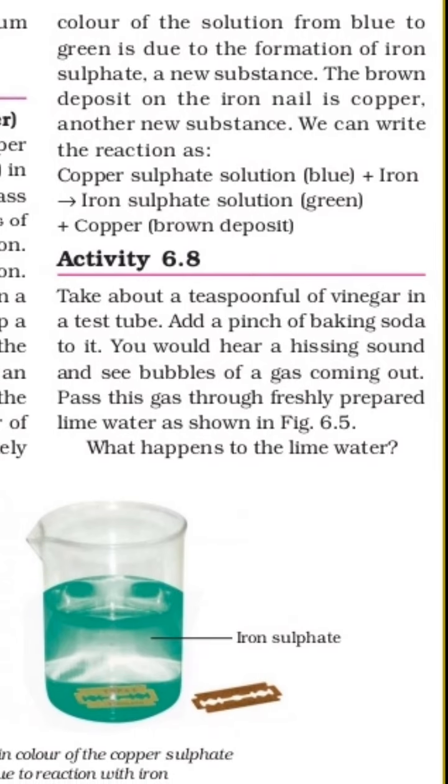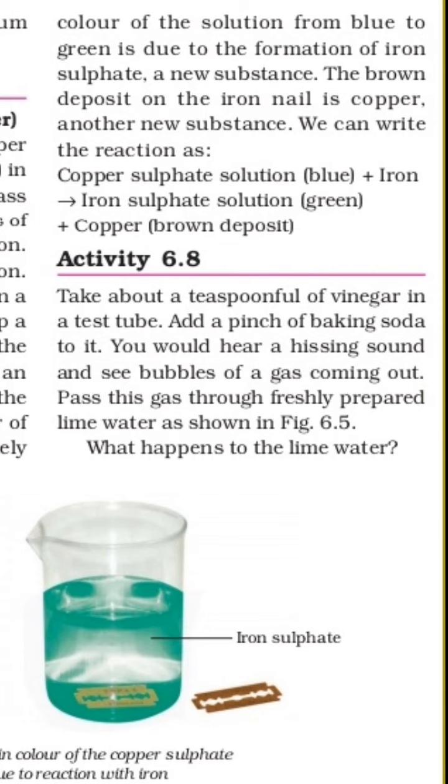Here, on the downside, you can see iron sulfate, a greenish solution, will be formed. Formation of iron sulfate, a new substance. The brown deposit on the iron nail is copper, and the brownish color you can see on the blade is the deposition of the copper material. It is another new substance, because we are using copper sulfate; only copper will be deposited on the blade, and iron sulfate, a new substance, will be formed.